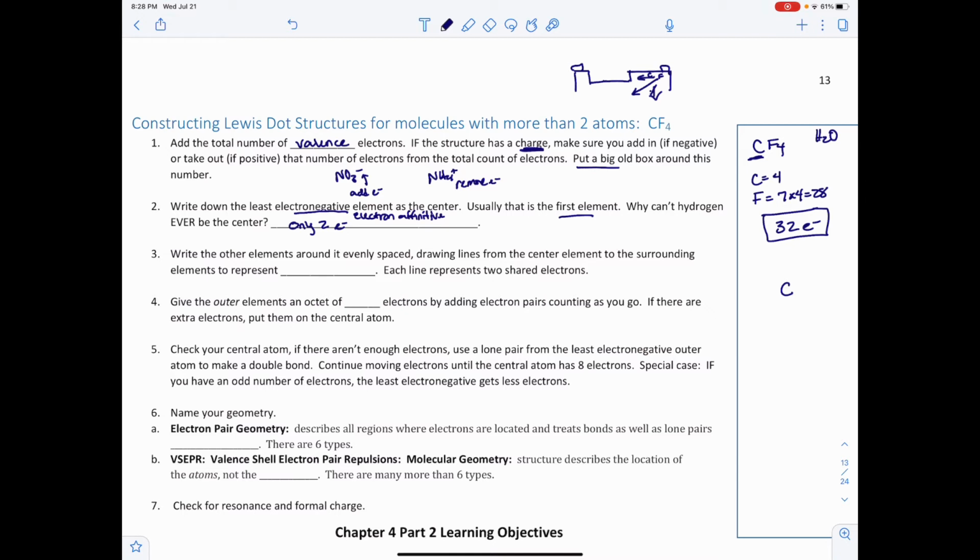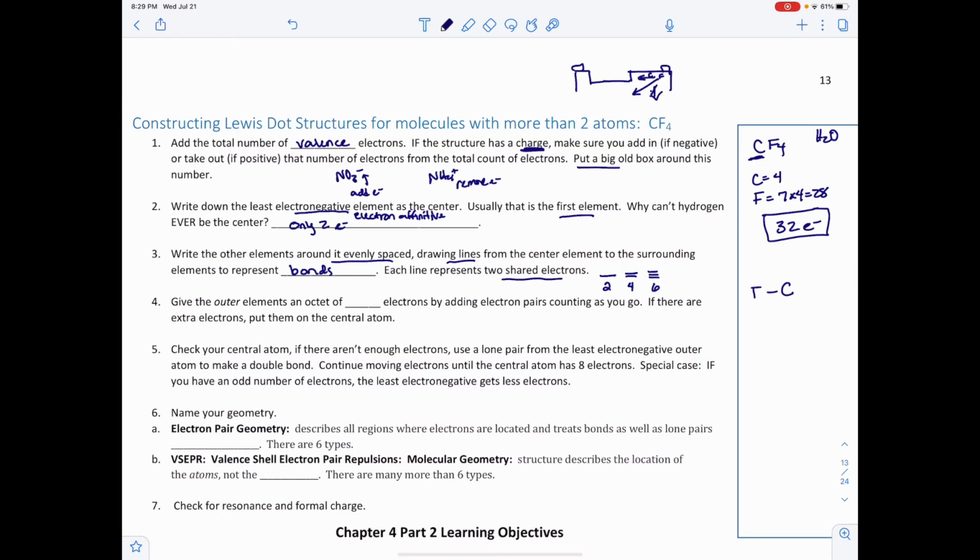So carbon, the right one, is written down. Write the other elements around it evenly spaced, drawing those lines showing that the lines represent bonds. Each line represents 2 shared electrons. This is a single bond, so that'd have 2 electrons. We won't do them yet, but double bonds have a total of 4 because there's 2 in each line, and triple bonds have a total of 6. Again, there's more on that coming up.